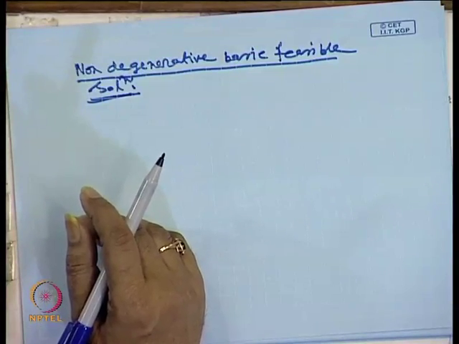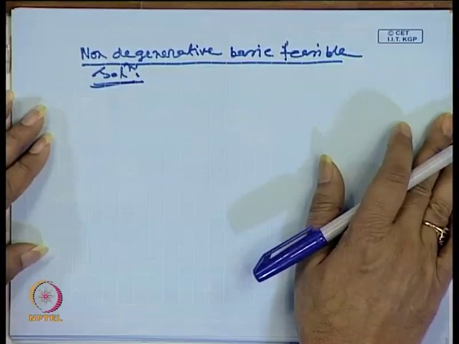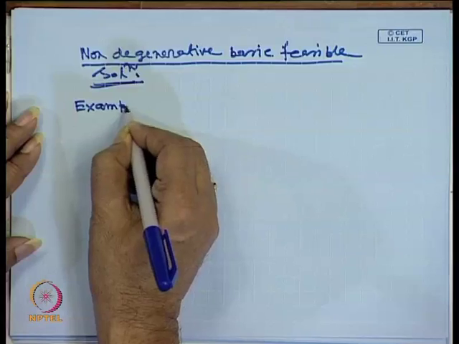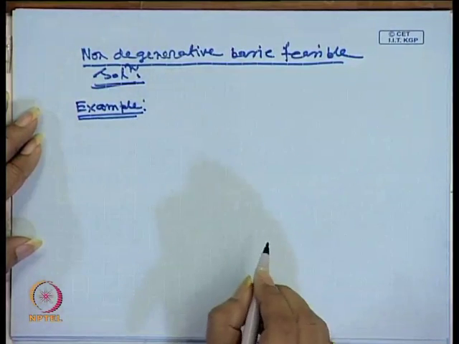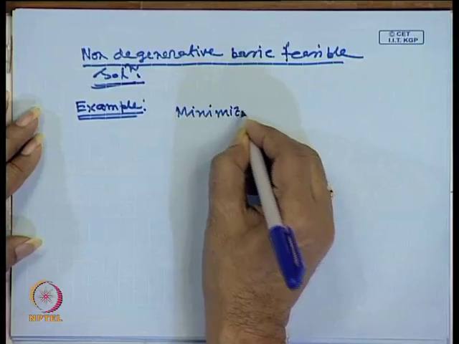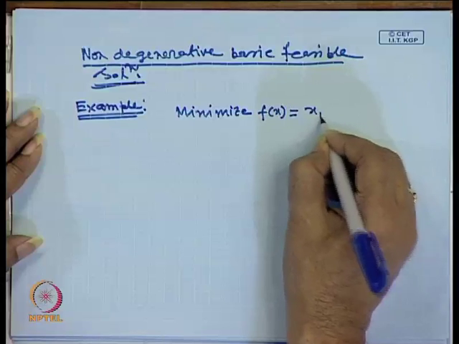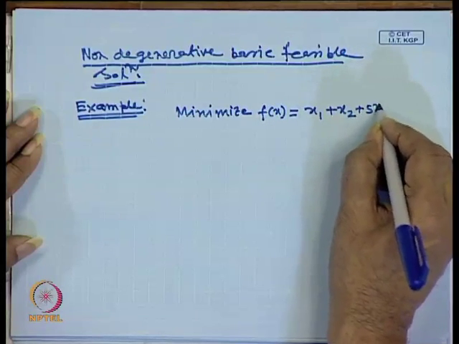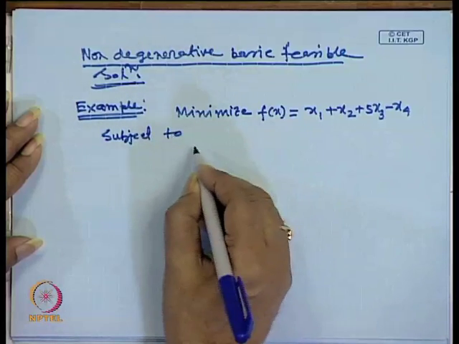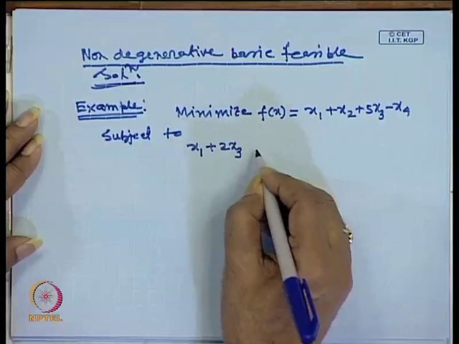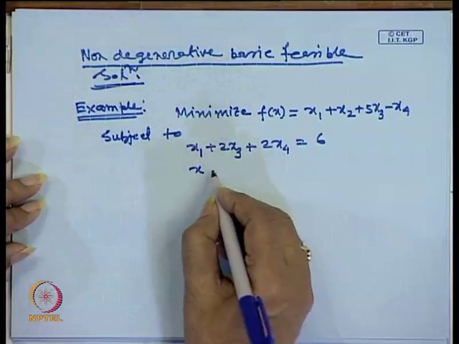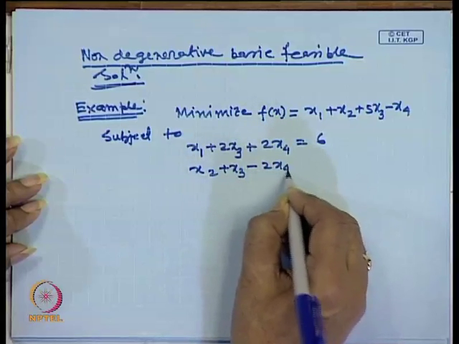And let us see how we can solve a linear programming problem by using the matrix method. So, let us take one example. Minimize f of x equals x 1 plus x 2 plus 5 x 3 minus x 4, subject to the constraints x 1 plus twice x 3 plus twice x 4 is equal to 6 and x 2 plus x 3 minus twice x 4 is equal to 3.